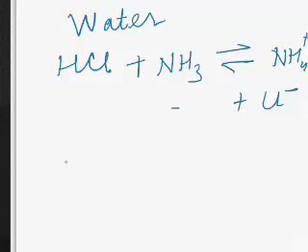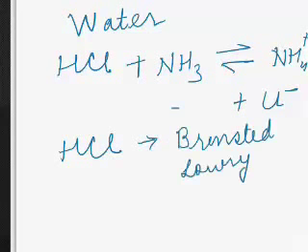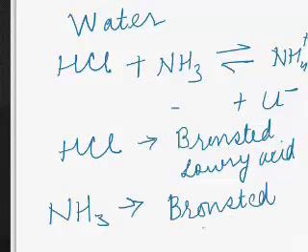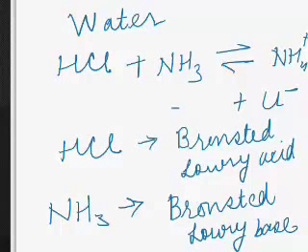So HCl is a Bronsted Lowry acid. Why is it a Bronsted Lowry acid? Because HCl is donating one proton and it is becoming Cl negative, and NH3 is a Bronsted Lowry base. Why is it a Bronsted Lowry base? Because it is accepting a proton to become NH4 positive.